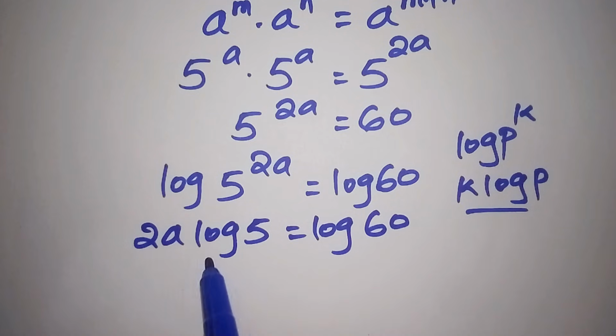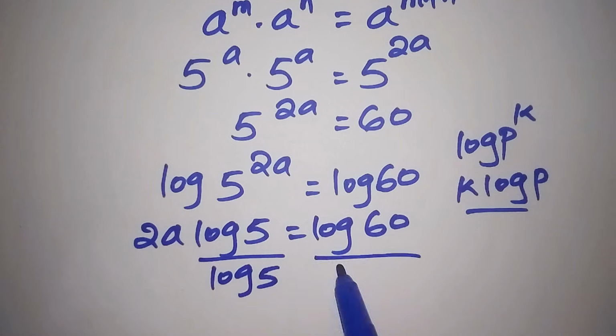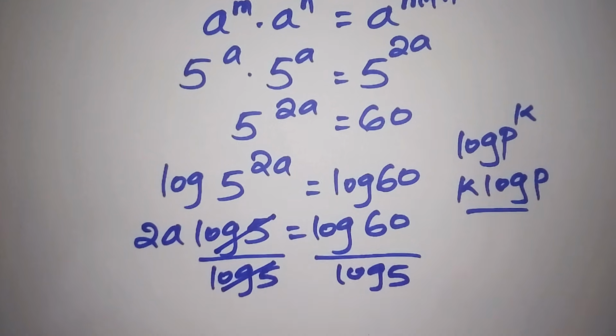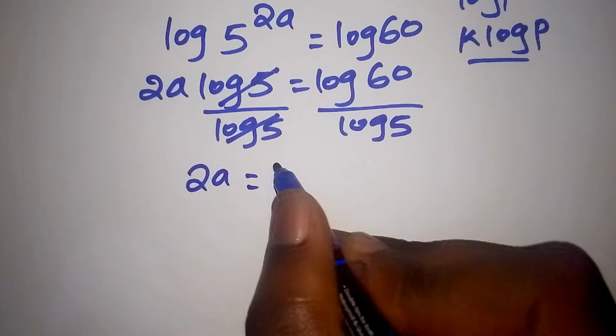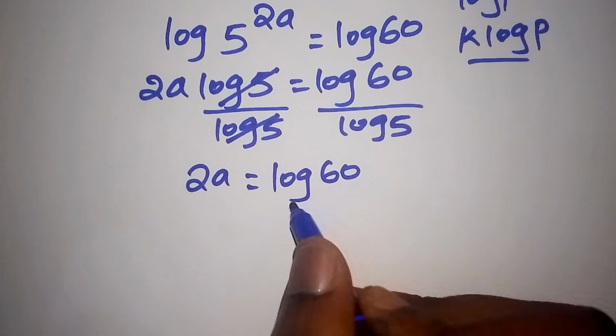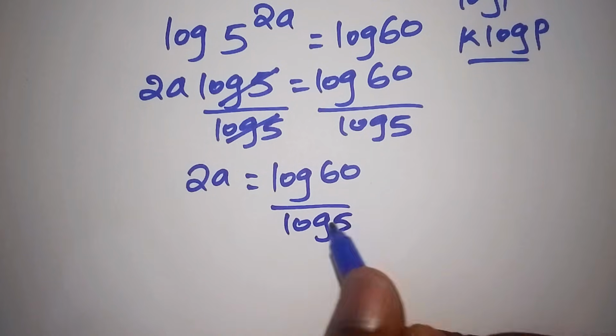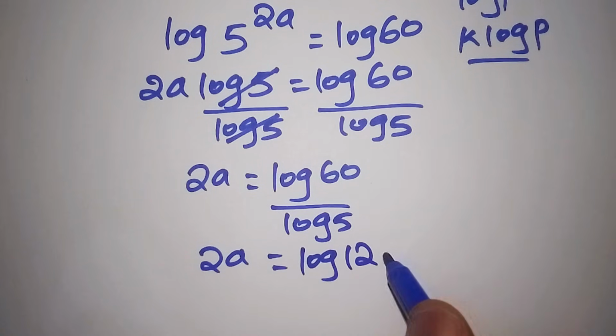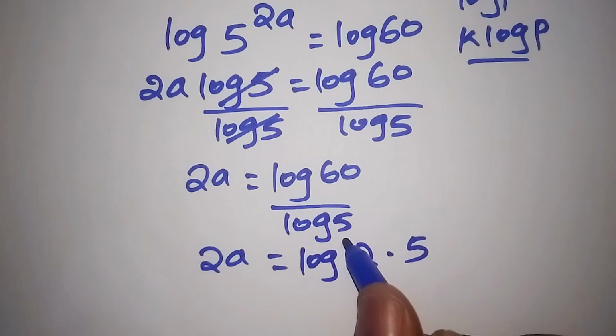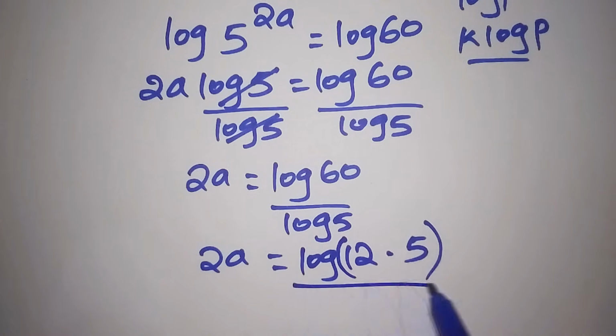For us to remain with 2a, divide both sides by the log of 5, so that log 5 and log 5 cancel out. So that now we shall have 2a is equal to the log of 60 all over the log of 5. Next, log 60 can be written as the log of 12 multiplied by 5, which you can put into brackets, all over the log of 5.